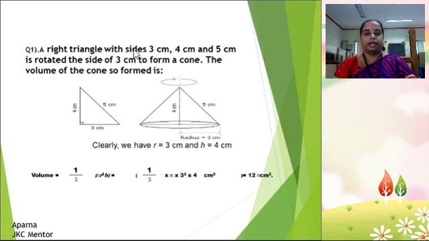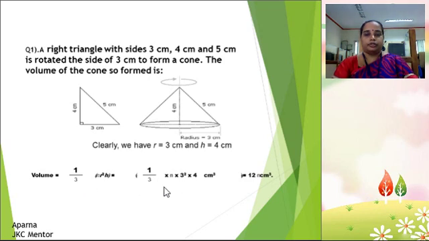As given in the example, we are going to rotate the side into another side in a clockwise direction. So then the side becomes the radius of the cone. So clearly now we have r equal to 3 centimeters and h equal to 4 centimeters. Now we are going to substitute the values given into the given formula. The formula for volume of a cone is 1 by 3 pi r square h.